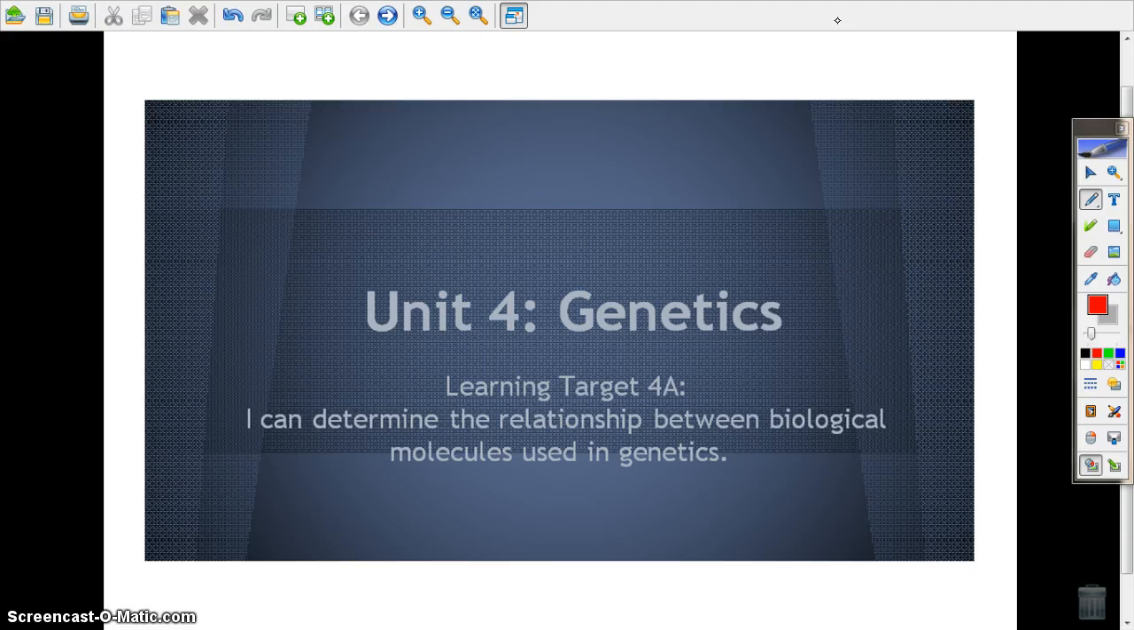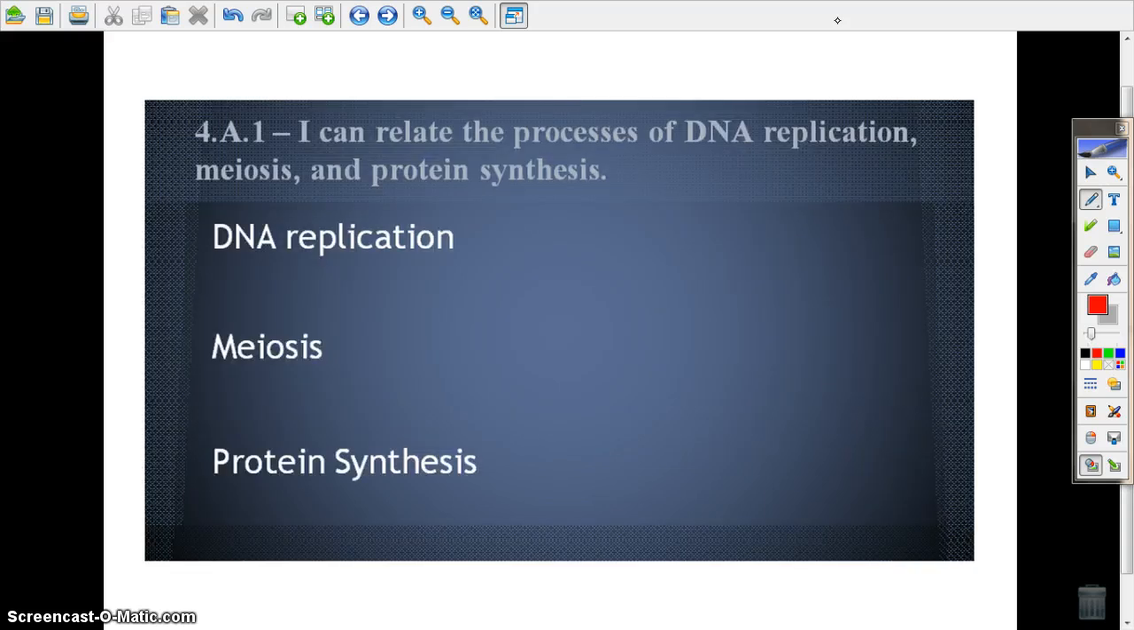In order to do that, we first need to understand that the processes that we have learned about the past several units are connected. We also need to show the relationship between DNA, genes, and different alleles. Finally, we need to practice applying probability concepts to word problems, because a large part of genetics is probability. So first, let's talk about how DNA replication, meiosis, and protein synthesis relate to one another.